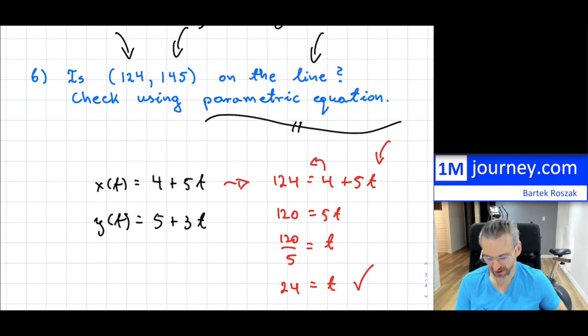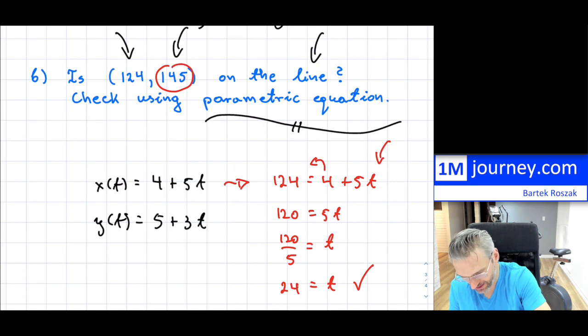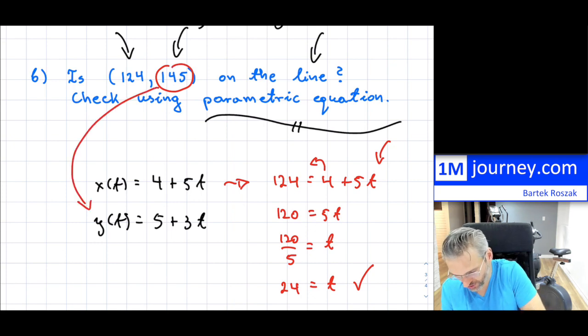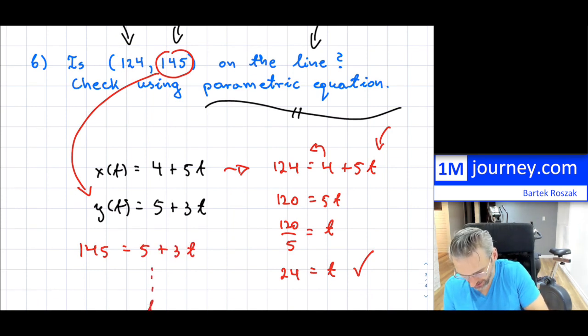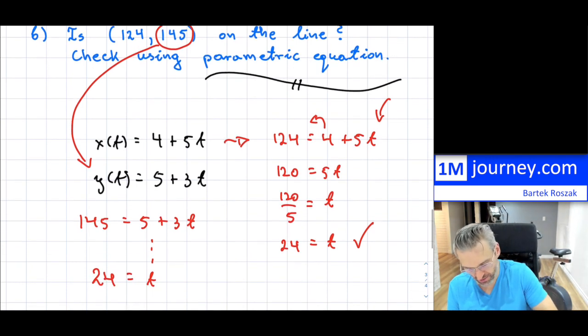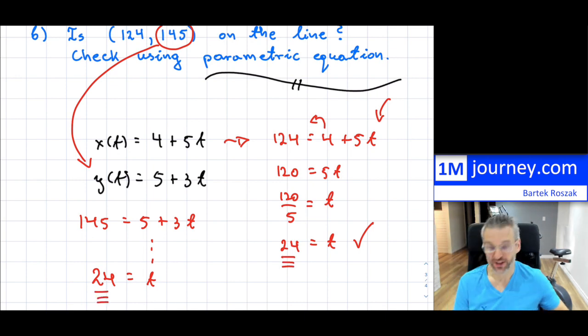Now, once you have this, how do you know if this is on the line or not? What you can do is take this and substitute it back in here. So what you would get is 145 is equal to 5 plus 3t. Now you can solve this for t, and you want to see 24 here. You want these to be the same. If they are the same, then it is on the line because it has the same parameter. If they're not the same, then this point is not on the line.